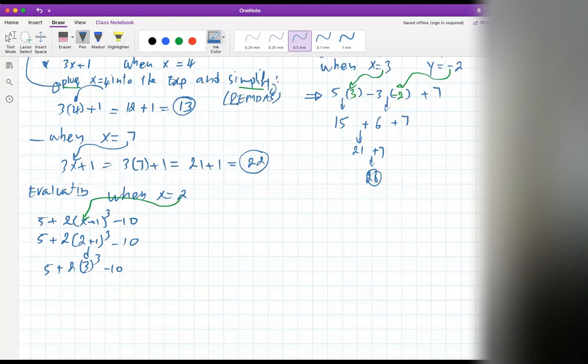What do we do after that? Now we do the exponent, which is here. It's not this yet. It's not the multiplication yet. We've got to do the exponent. That is 3 times 3 times 3. 3 times 3 is 9, times 3 is 27. So this is 27. And bring the 2 down, 5 minus 10.